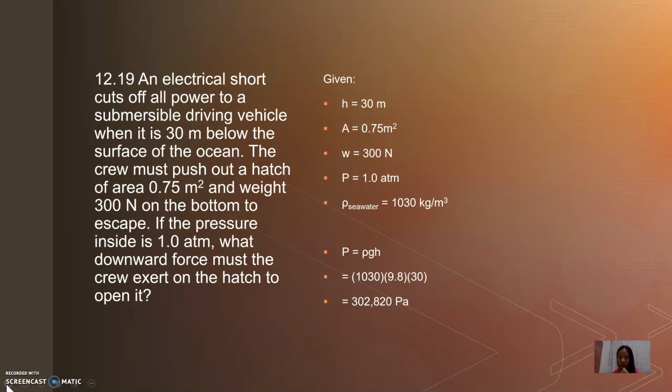The pressure of the seawater is equal to its density times gravity times height. And that will give you 302,820 pascals. So your outside force will be 2.27 times 10 to the 5th newtons. The downward force the crew must exert is equal to the outside force minus the weight. And you'll get 2.27 times 10 to the 5th newtons.